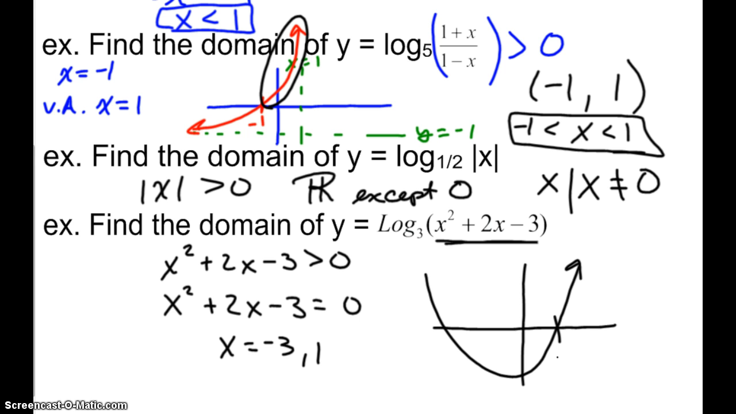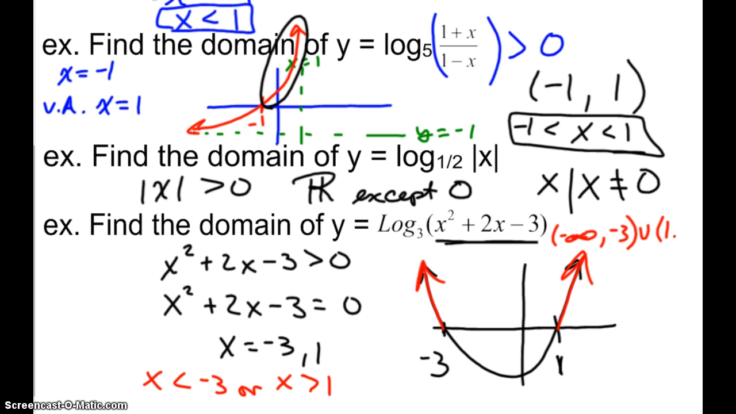If I draw a sketch of that graph, crossing at 1 and -3, where is the graph greater than 0? Obviously, it's greater than 0 there and there. So if I put that in set notation, that would be x is less than -3 or x is greater than 1. Those of you who like interval notation could have done -infinity to -3 union 1 to infinity.